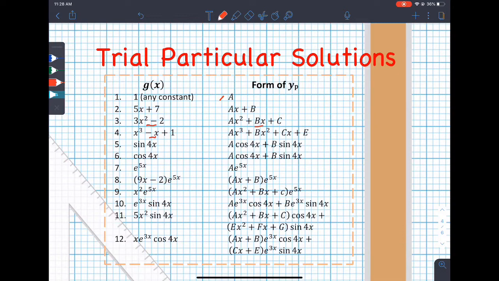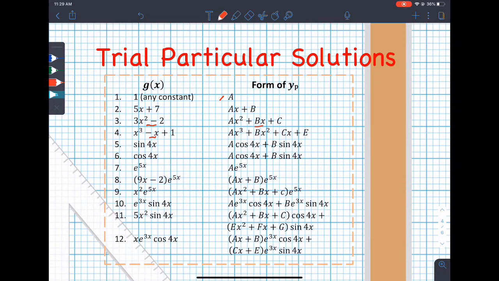In number 9, if we have a product of an algebraic function whose degree is 2 and the exponential function, again, similar to what we did before, there would be a complete term for the trial particular solution. So that would be ax squared plus bx plus c. If it is a product of an exponential function and sine, the same as what we've done before, there should be a presence of the sine function as well as the cosine function, together with the coefficients a and b.